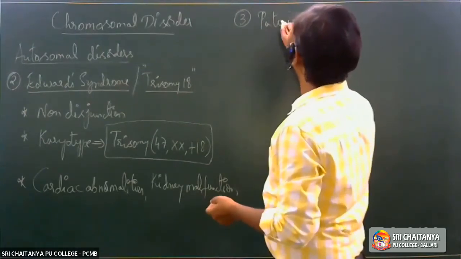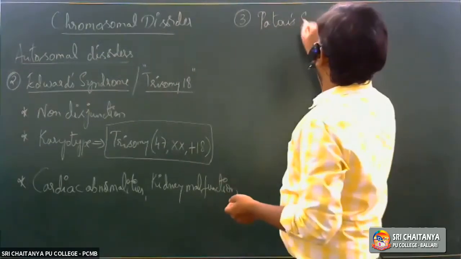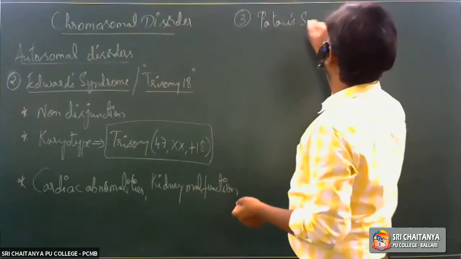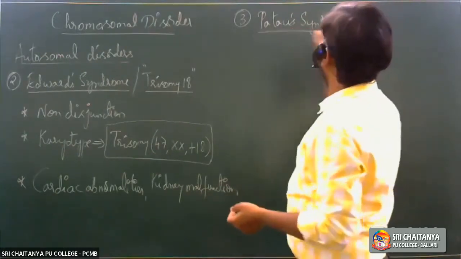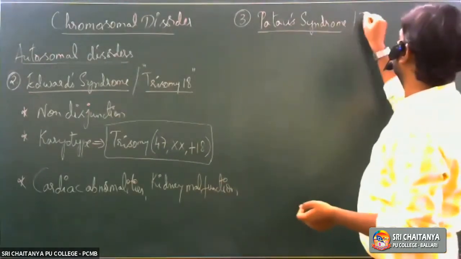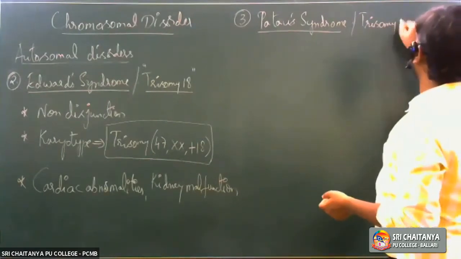P-A-T-A-U, right? It is called Patau's syndrome. So Patau's syndrome is also a trisomy condition. And here the trisomy is trisomy 13.